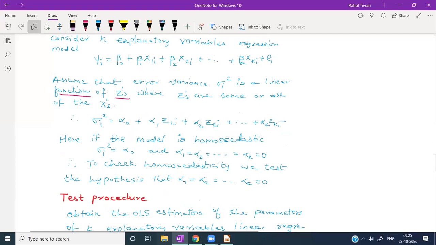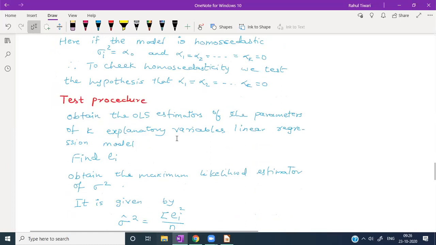But if we like to check whether it is homoscedasticity or heteroscedasticity, to check for homoscedasticity we need to test whether all alphas are equal to 0. If all alphas are not equal to 0, then I will say it is heteroscedasticity. But if all are equal to 0, that means there is homoscedasticity.